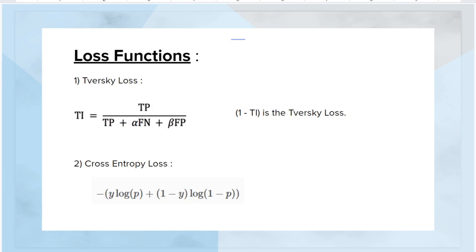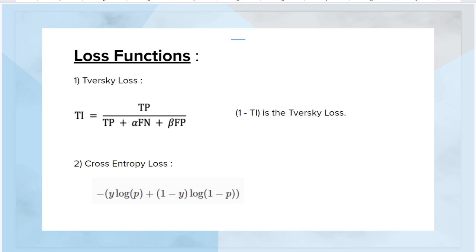The two loss functions used are Tversky loss and cross entropy loss. The Tversky index is given by the number of true positives divided by the number of true positives plus alpha times the number of false negatives plus beta times the number of false positives. And the 1 minus TI term will give the Tversky loss.